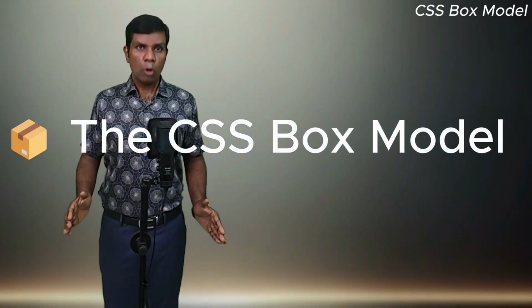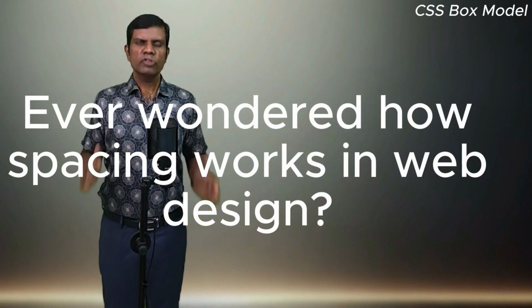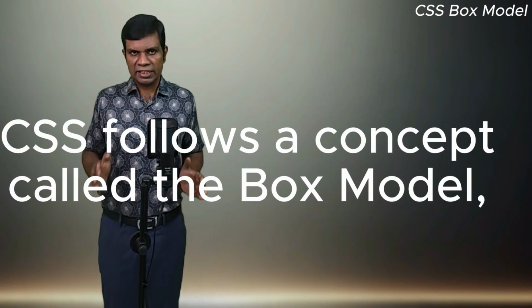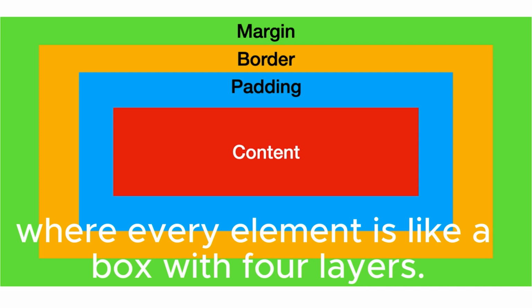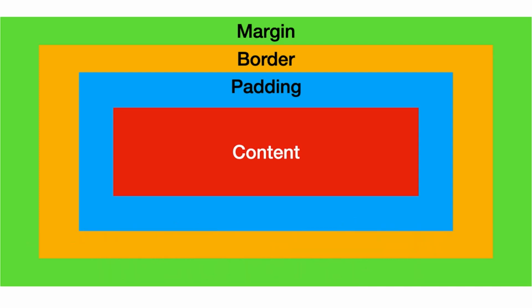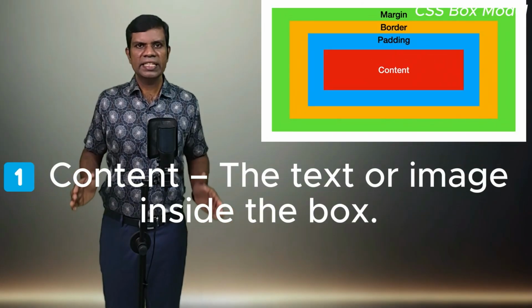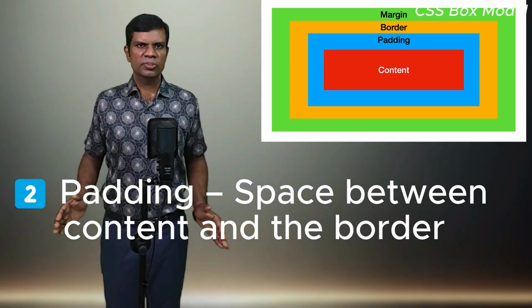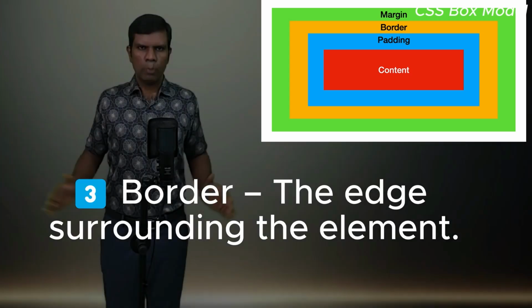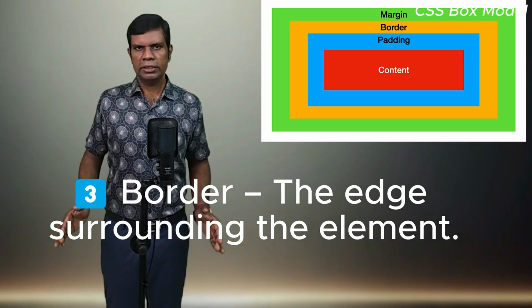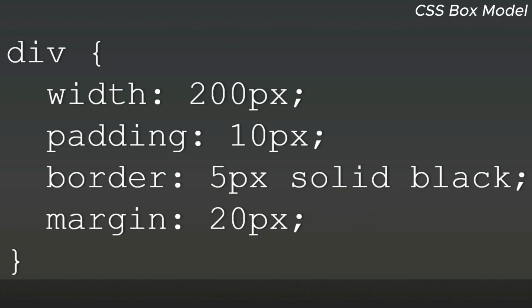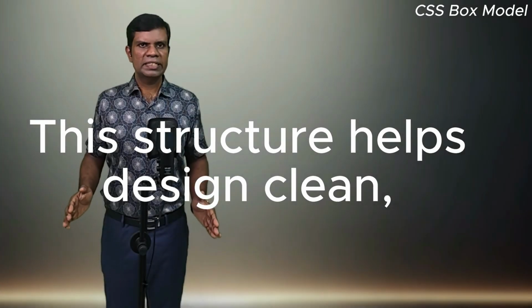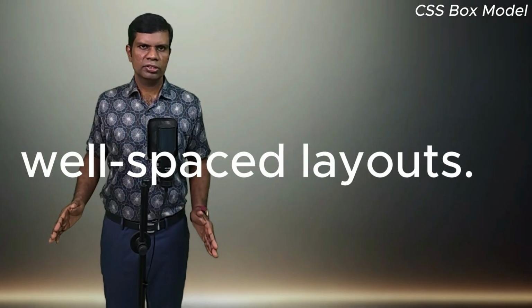The CSS box model. Ever wondered how spacing works in web design? CSS follows a concept called the box model, where every element is like a box with 4 layers. Content, the text or image inside the box. Padding, space between content and the border. Border, the edge surrounding the element. Margin, space between elements. Example. This structure helps design clean, well-spaced layouts.